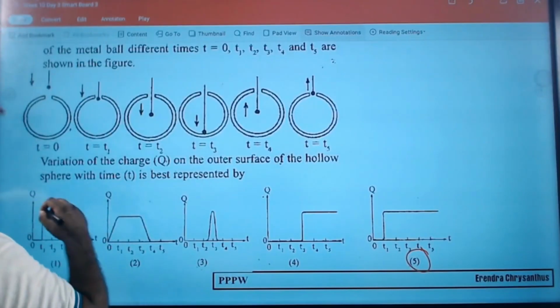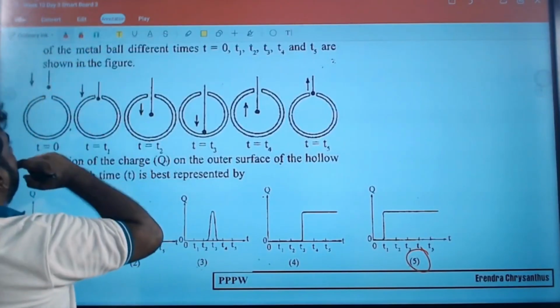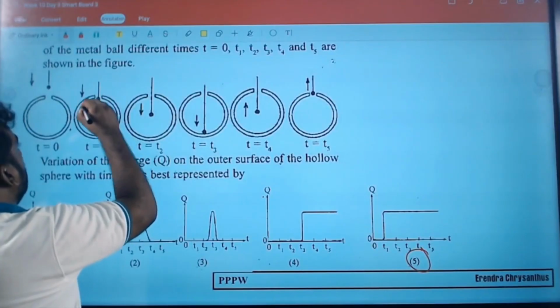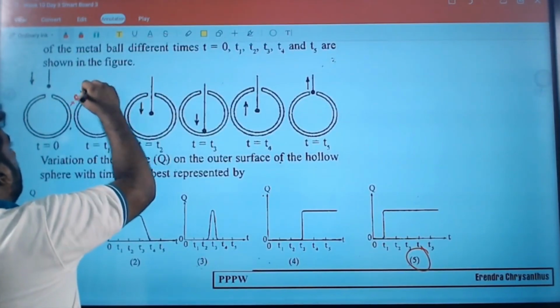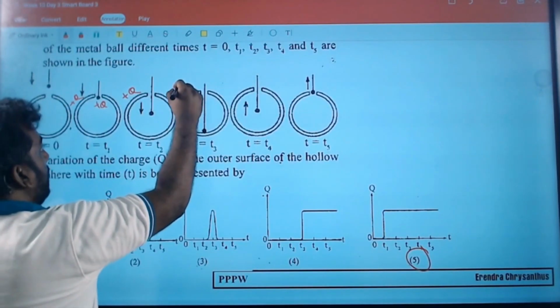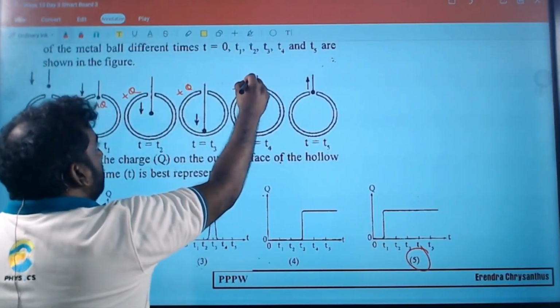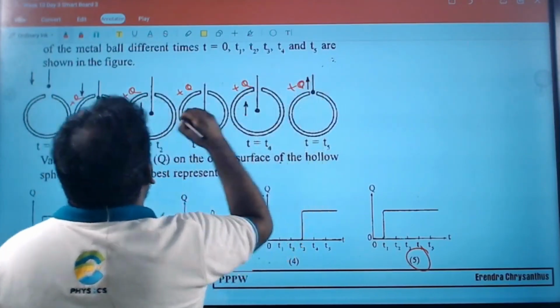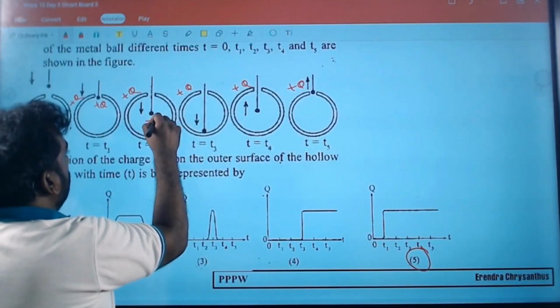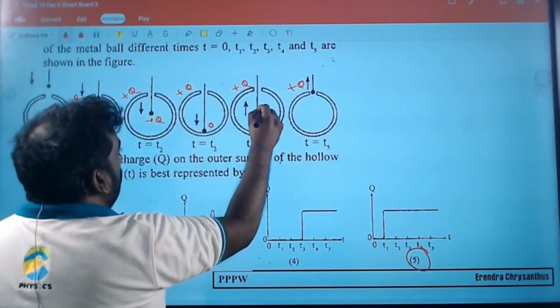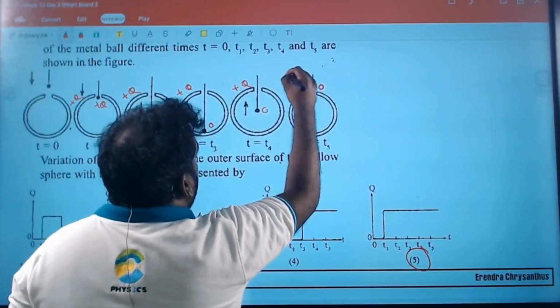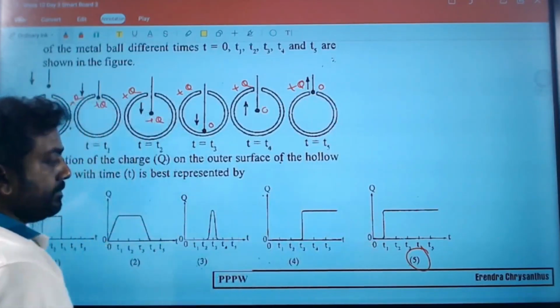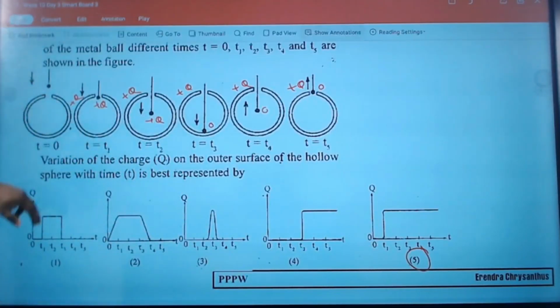So whatever happens here, the moment you bring a charge plus Q, outside it's going to be plus Q, here it's going to be 0, coming out 0. Outer will be the same. Right.